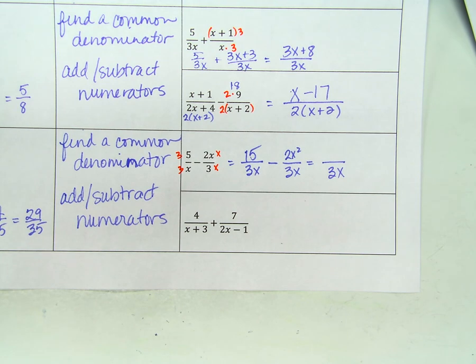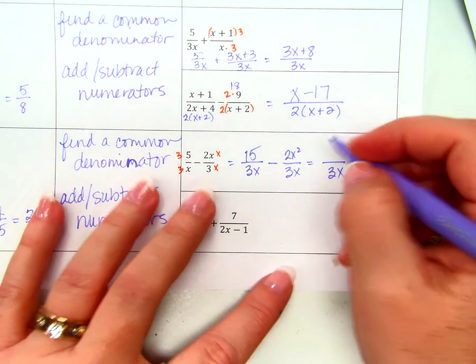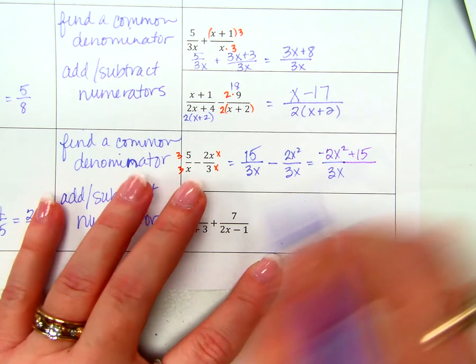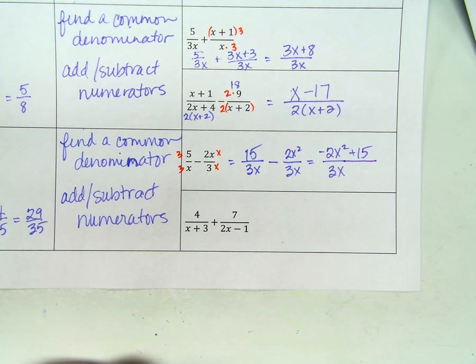You can put 15 minus 2x squared, but typically what do we write first? We do write the x squared first, right? But tell me the sign of the x squared term. It's negative. It should be negative 2x squared plus 15, not the other way around. Okay? Are you okay with that?